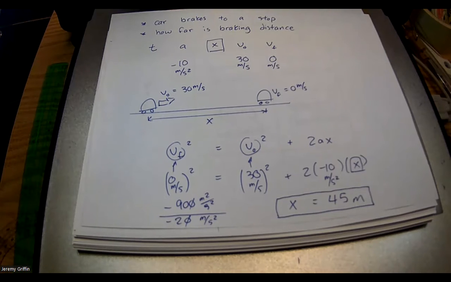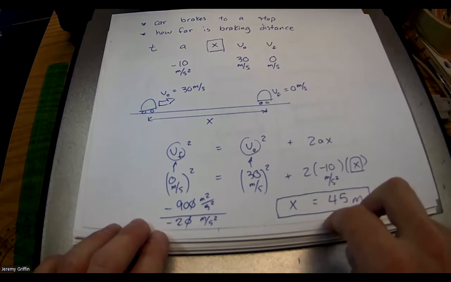Just for scale here, let me Google this real fast. Google 30 meters per second to miles per hour. That's about 67 miles an hour. So that's definitely highway speed, right? 67 miles an hour.